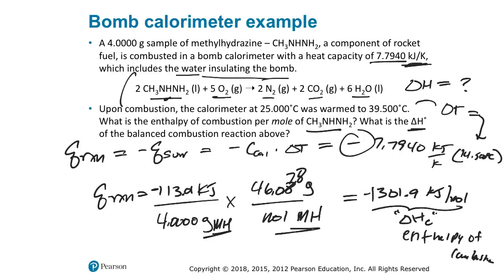Now, because there are 2 moles of the compound in the balanced reaction, the enthalpy for the reaction would be for 2 moles. So for the final step we need to multiply by 2 moles from the coefficient of methyl hydrazine in the reaction. So the delta H of the reaction, the delta H naught, is sometimes just a symbol we give for the full reaction delta H. So 1301.9 times 2 would be 2603.